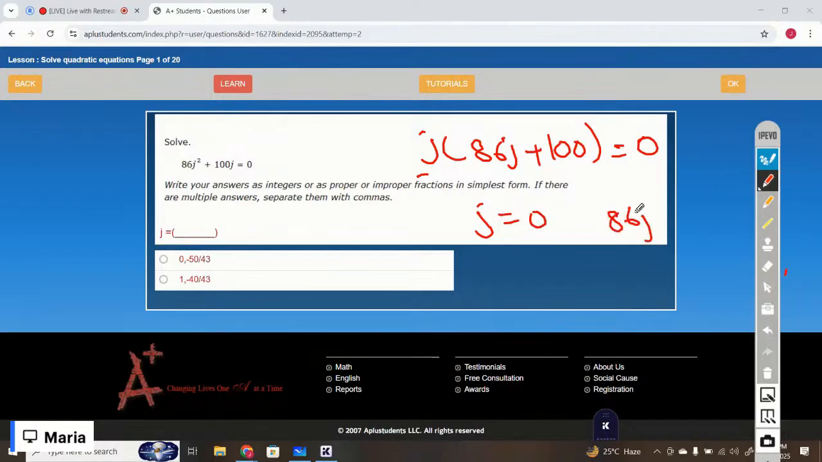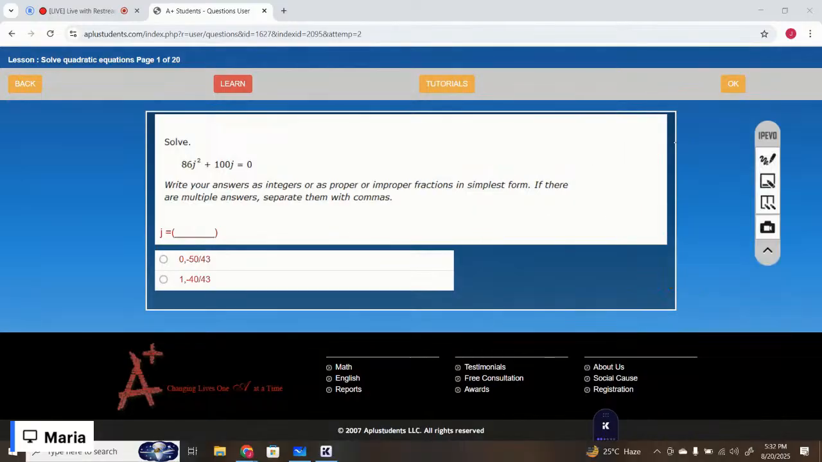So j equals 0, or 86j plus 100 equals 0. So 86j equals negative 100, j equals negative 100 over 86, that equals negative 50 over 43. So option number 1 is the correct option, that is 0 and negative 50 over 43.